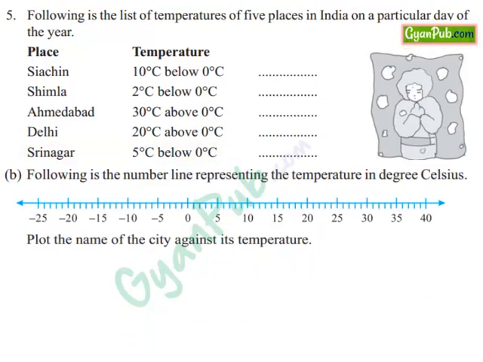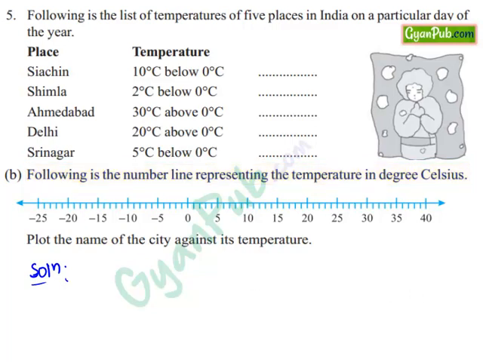Move on to the B bit. Following is the number line representing the temperature in degrees Celsius. Plot the name of the city against its temperature. Coming to the solution, here we have some places in India and its temperatures on a particular day of the year. We should mention the name of the city against its temperature on the number line.